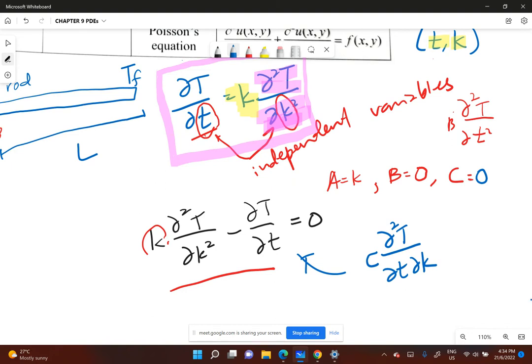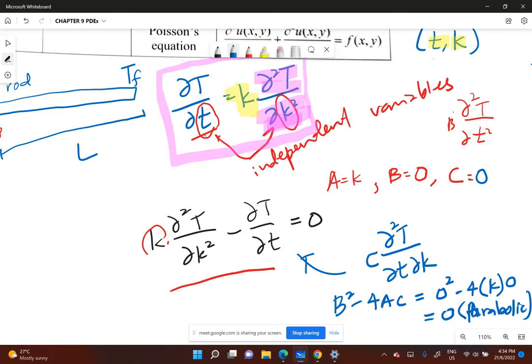So sekarang kalaulah saya guna formula B square minus 4AC, that mean B adalah kosong sebab tak ada. Minus 4, A is K, C is 0. So that means this is 0. So this is a parabolic PDE. Boleh tak? Boleh faham? Macam mana kita categorize kan?